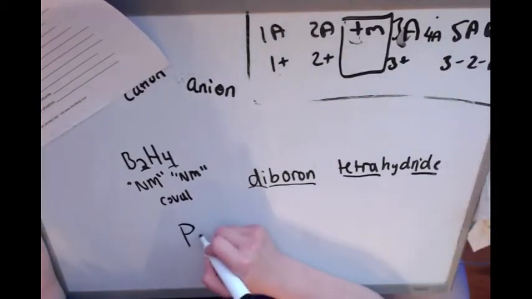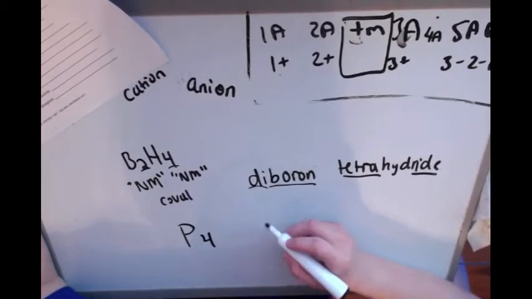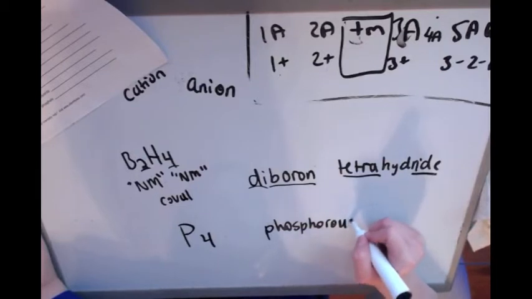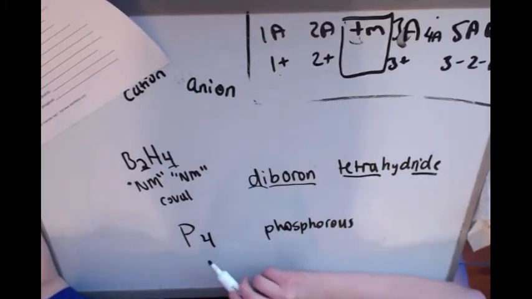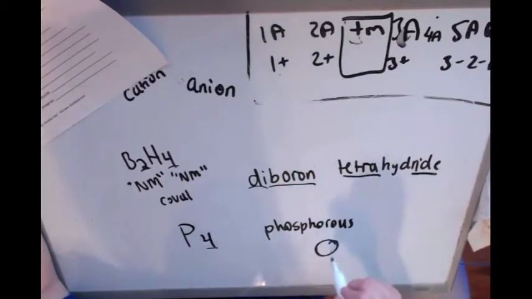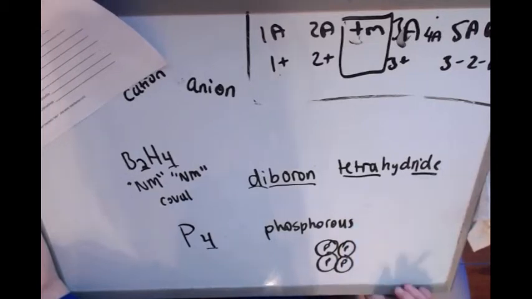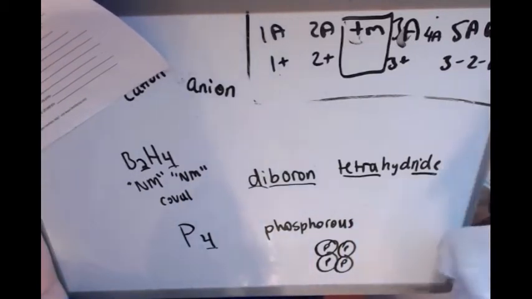Alright, P4. What do we call that? We simply call that phosphorus. It's just elemental phosphorus. It just has 4 phosphoruses that are bonded together. They're sharing electrons, covalent bond. Now remember, there are 6 diatomic molecules you have to know, like gaseous oxygen and nitrogen. And those are written as O2 and N2, and then there's 4 others.